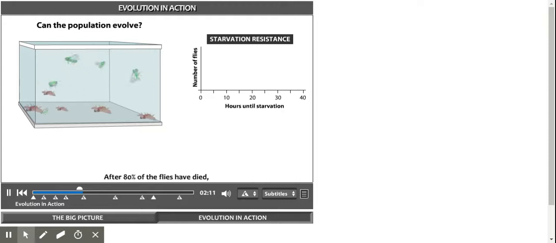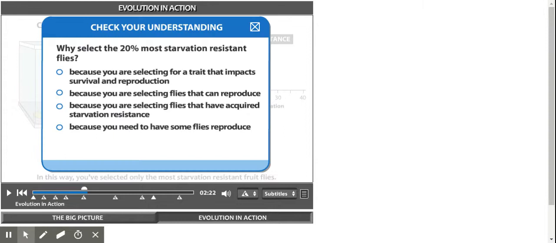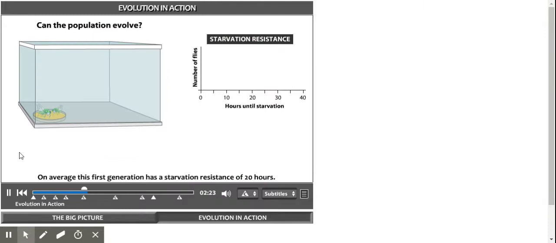After 80% of the flies have died, you save the remaining 20% by adding food back to the cage. In this way, you've selected only the most starvation-resistant fruit flies. On average, this first generation has a starvation resistance of 20 hours. Will the next generation be able to go longer without food? Recall that these two remaining flies actually represent 1,000 flies from the population, and that this population still retains a lot of variability for starvation resistance.